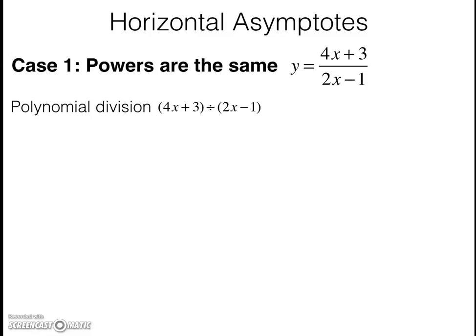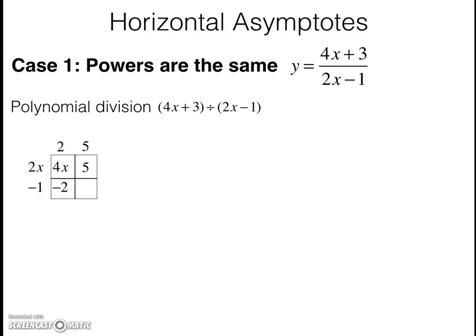So that means we are going to set up a box, put our divider on the outside, so 2x minus 1. 4x goes in the top left corner. We ask ourselves, how many times does 2x go into 4x? And the answer is 2. To find the bottom left, we multiply 2 times negative 1. We have 4x minus 2, but I want 4x plus 3 like in my original equation. So in order to do that, I need to add in 5. So 5 is my remainder.